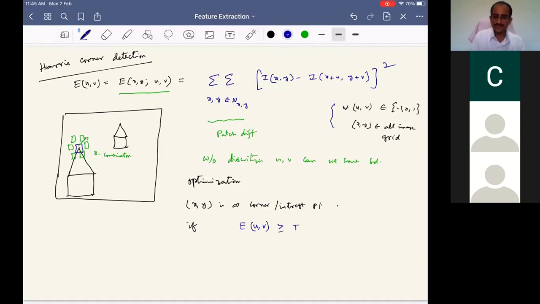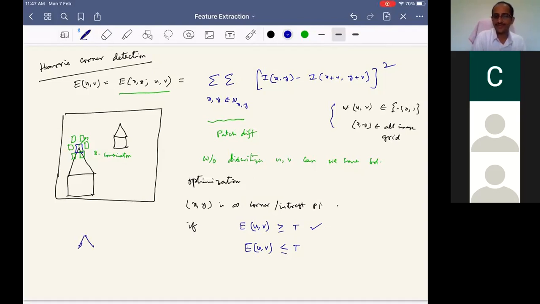Has to be greater than or equal to a threshold, or less than or equal to a threshold? Is it for all u comma v or for any u comma v? How do I formulate the condition? E of u comma v has to be less than or equal to a threshold or greater than or equal to a threshold. Which one will you pick? Greater than threshold. Okay, but for which u comma v? That means for which shift do you want it to be greater than the threshold?